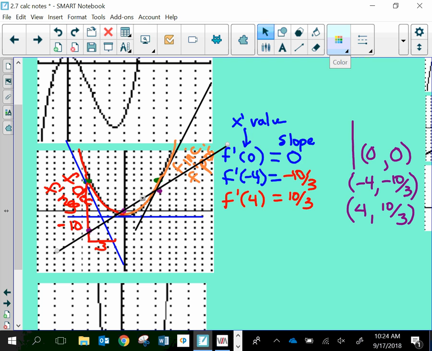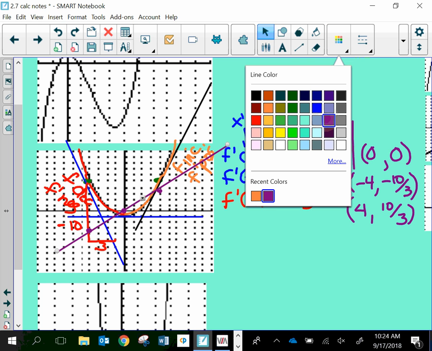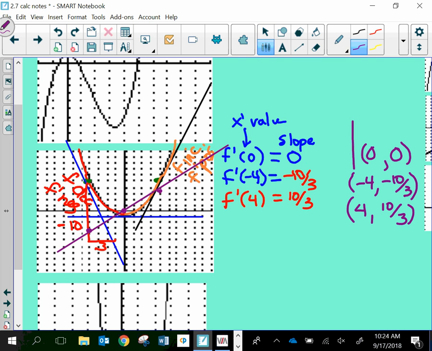All right, let me grab a purple because that's my graph. Okay. Now, that is what? The purple line is the derivative function. Okay?